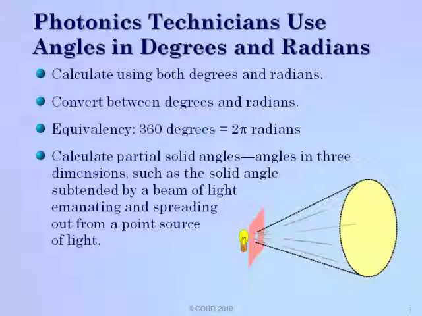You'll also calculate partial solid angles, angles that are measured in 3 dimensions, such as the solid angle that is subtended by a beam of light that emanates out from a point source. It spreads out, and the volume and the space that encompasses is the measure of the solid angle of that beam.